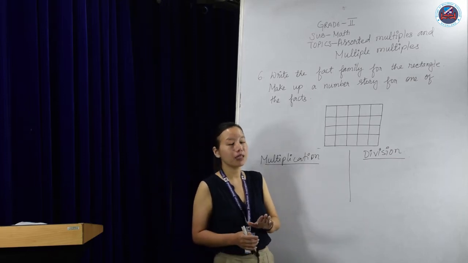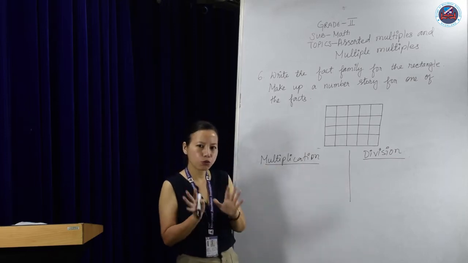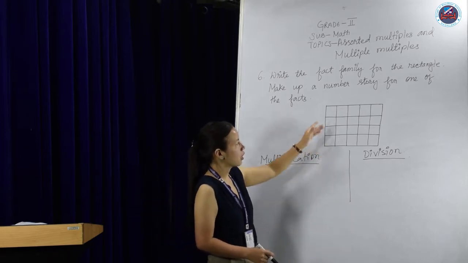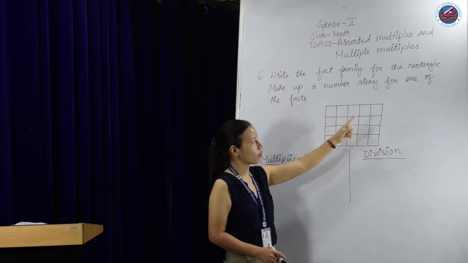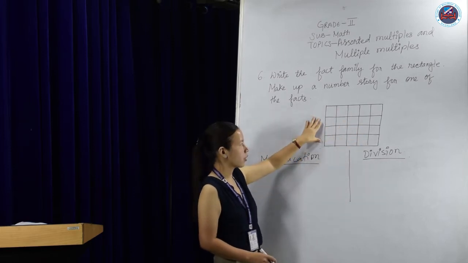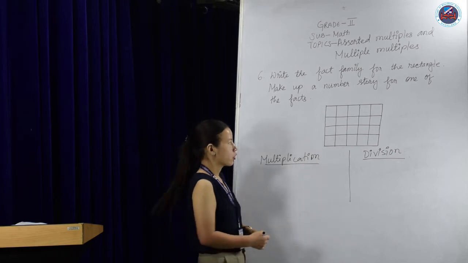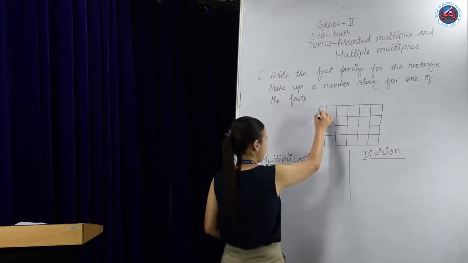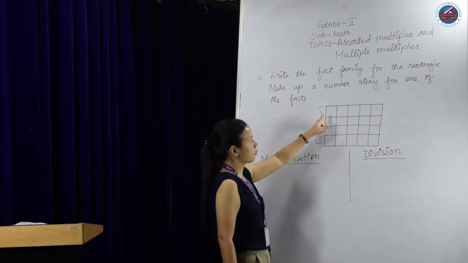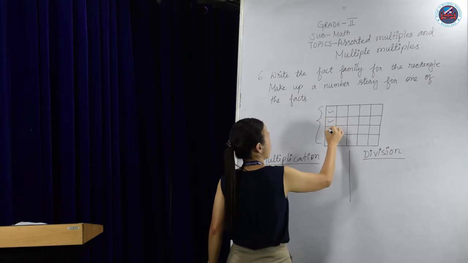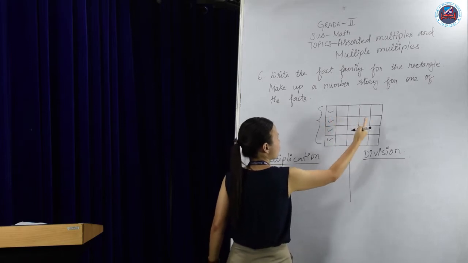Know that the fact family is made up of 3 numbers, so we need 3 numbers. But here, there are no 3 numbers. What we have to do is, we have this figure here that is of a rectangle shape. Now using this figure, we're going to find 3 numbers. So how do we do it? Let's start with this side. This side, in the column, we have how many square boxes? We have 4 boxes each.